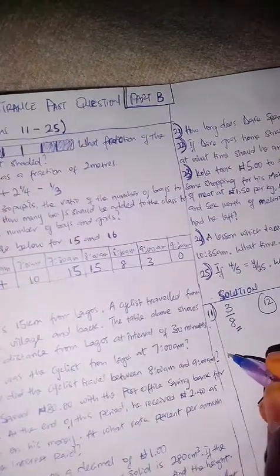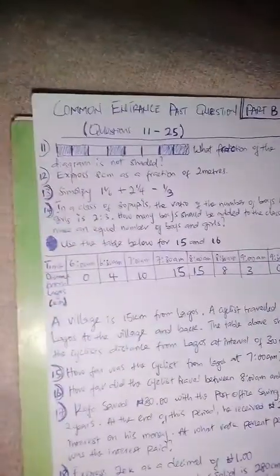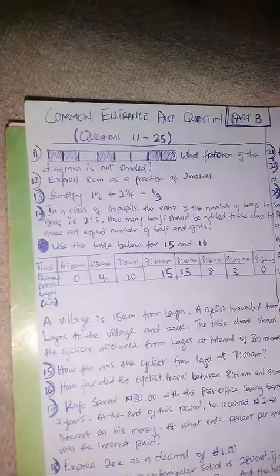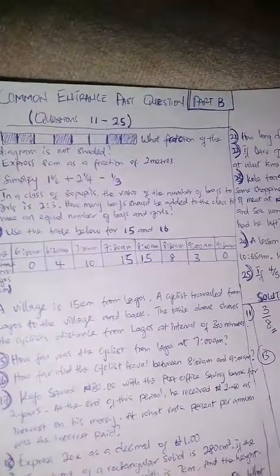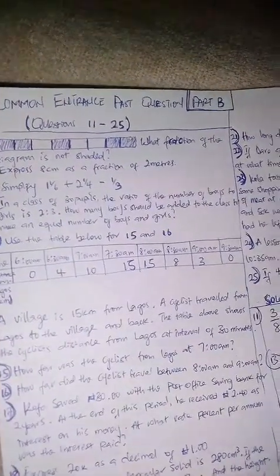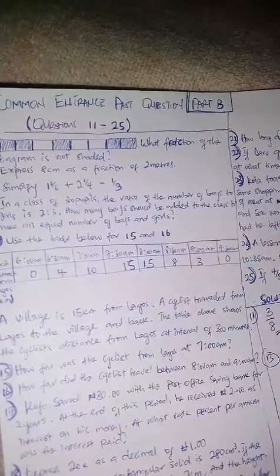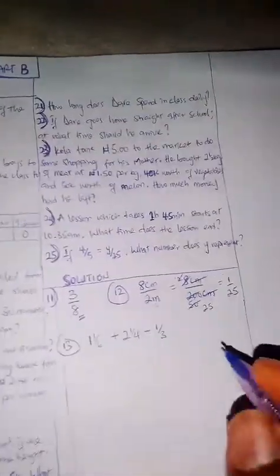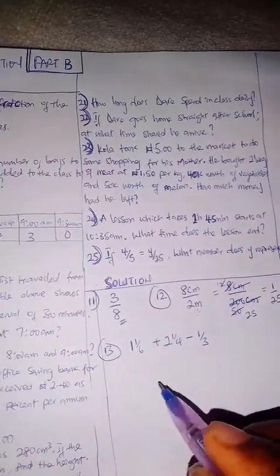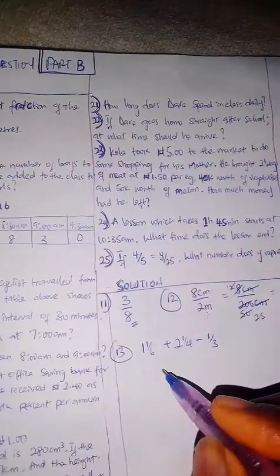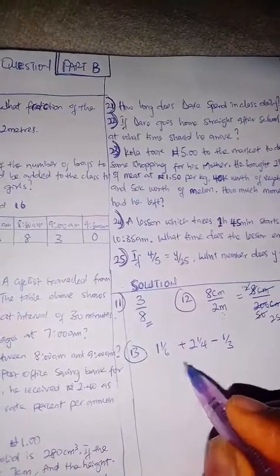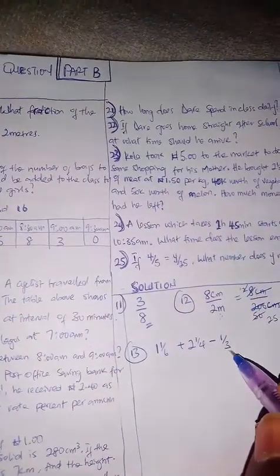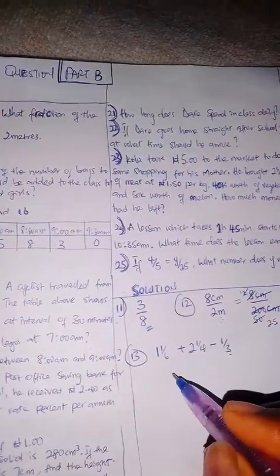Number 13 question says: simplify 1 and 1 over 6 plus 2 and 1 over 4 minus 1 over 3. Now let's look at the solution of this. What I'll first do here is, the best thing you have to do in this case is first convert all to improper fractions, and leave this one as a proper fraction how it is.